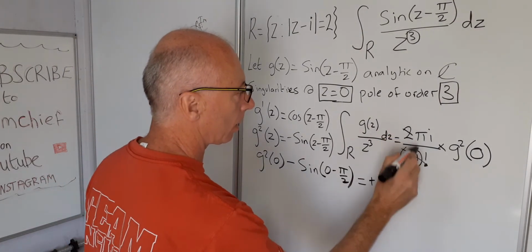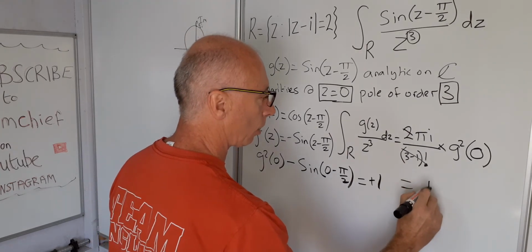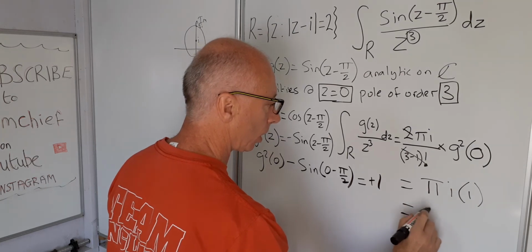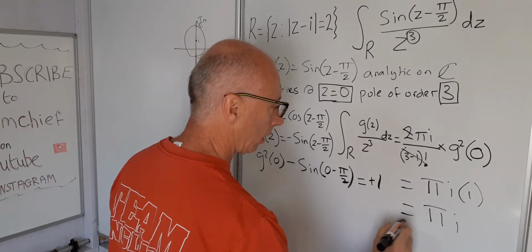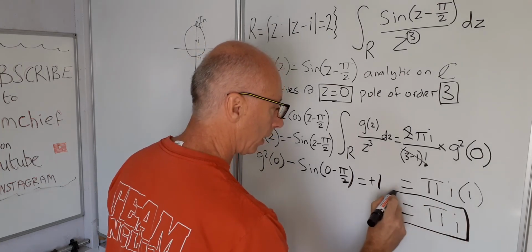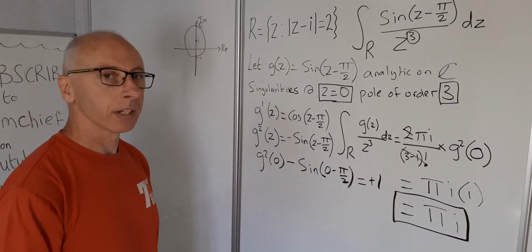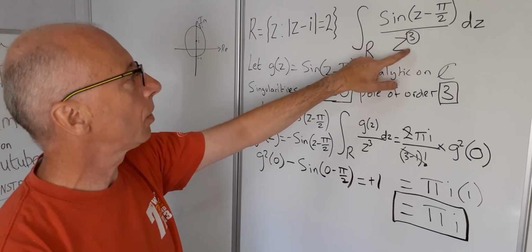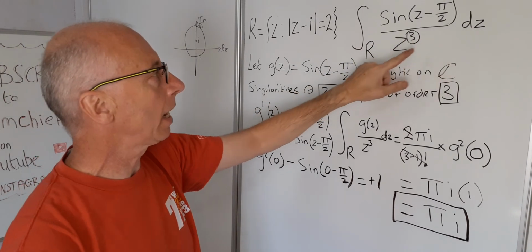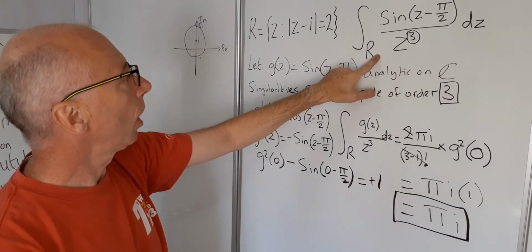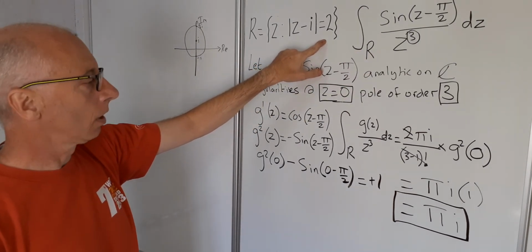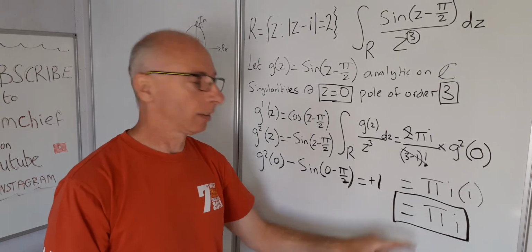So this and this will cancel out. So basically all we're left with now is pi i times 1, which just equals pi i. And that is the answer to our integral. Sine of z minus pi over 2 divided by z cubed with respect to z over the contour modulus of z minus i equals 2. The answer is pi i. Okay.